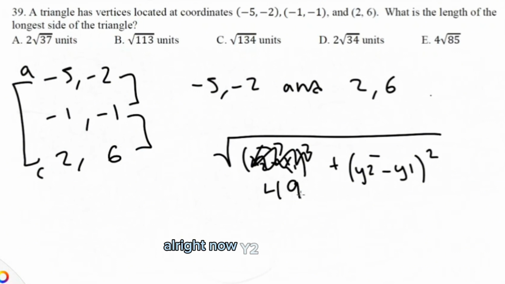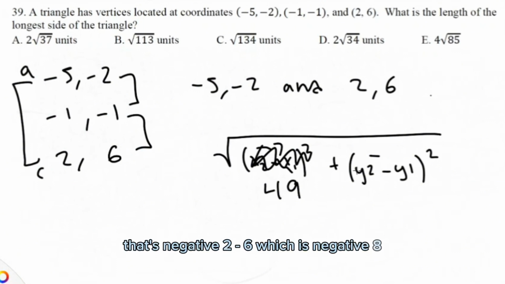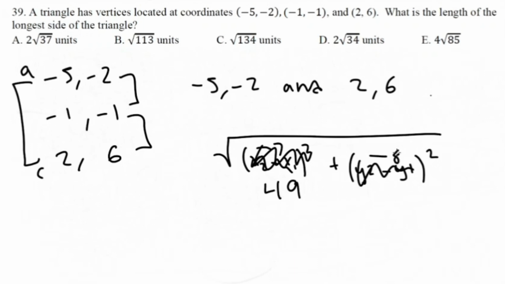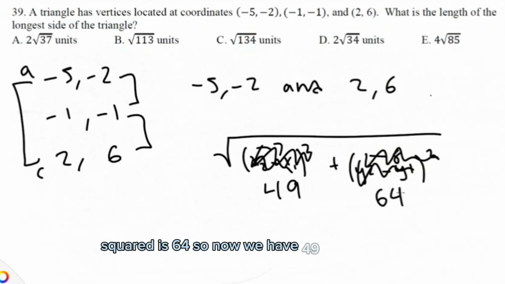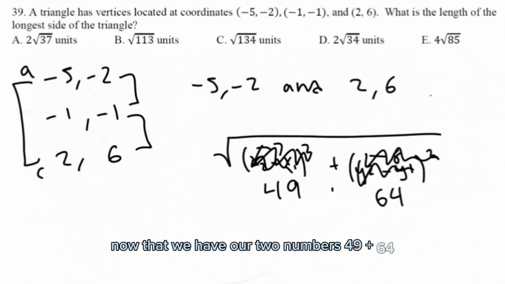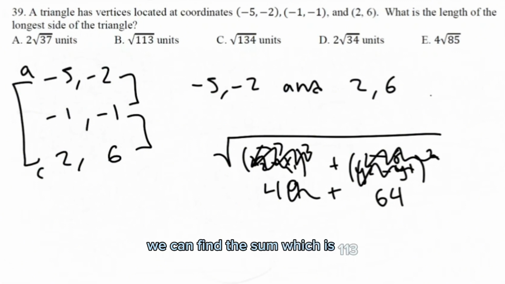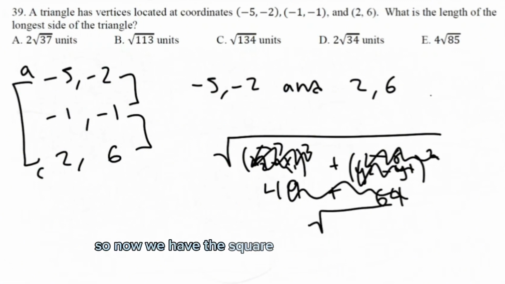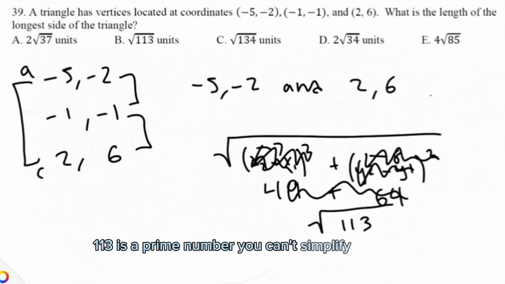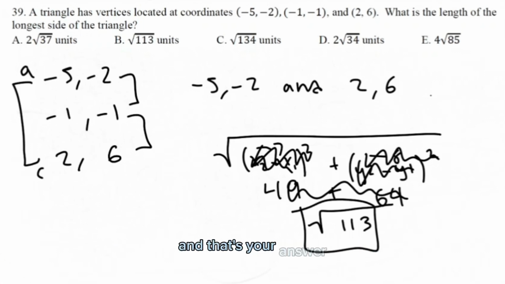Alright, now, y2 minus y1. That's -2 minus 6, which is -8. So -8 squared is 64. So now we have 49 plus 64. Alright, now that we have our two numbers, 49 plus 64, we can find the sum, which is 113. So now we have the square root of 113. And since 113 is a prime number, we can't simplify it anymore. So now we have just the square root of 113, and that's your answer.